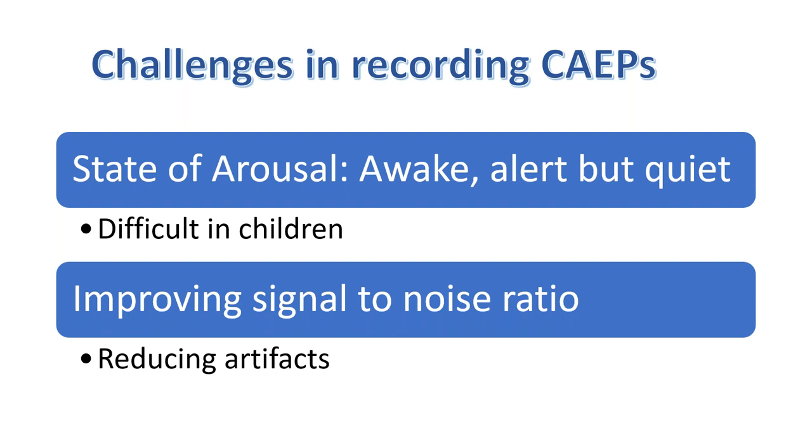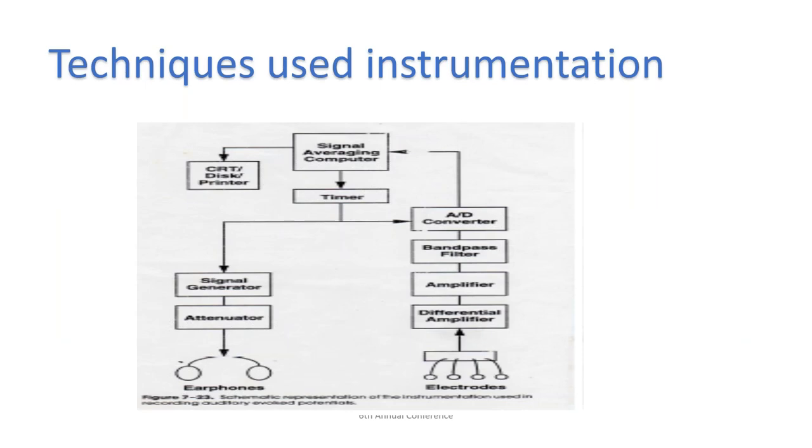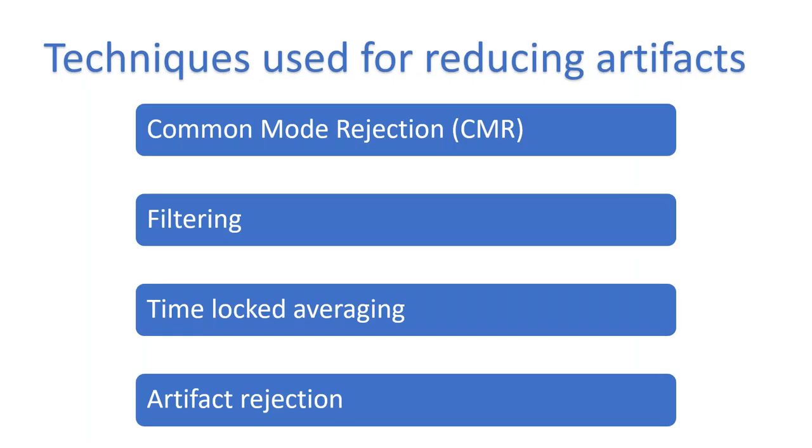Then the second problem we have is, how do we improve the signal to noise ratio? That is, how do we get good cortical evoked potentials with minimal noise? We all know that we have different techniques in the instruments to improve the signal to noise ratio. I'm sure all of you are familiar with this block diagram, so I'm not going into the details of it. I'm only going to briefly recapitulate the different techniques that are present to improve signal to noise ratio, because unless you understand this, we cannot control artifacts. We can control artifacts only using these techniques, and we cannot really do anything extra over here.